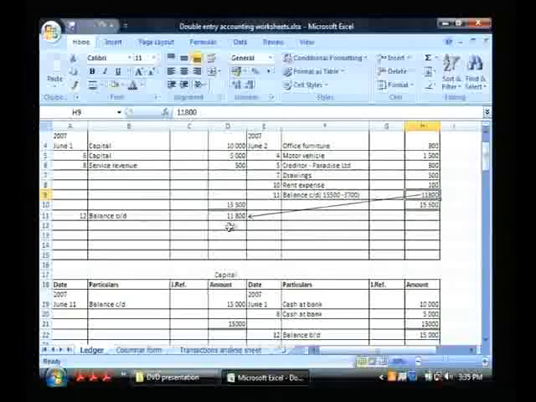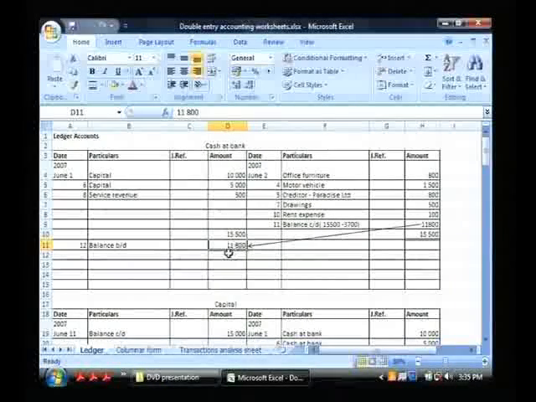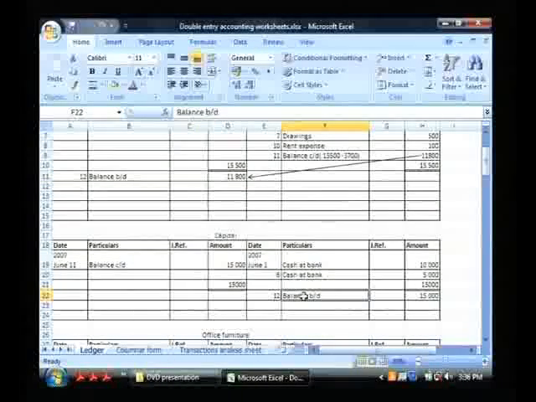The other method is the opposite of this. If the brought down balance is recorded in the debit side, it is a debit balance. So in this case, cash at bank account balance 11,800, brought down balance is 11,800, so therefore it is a debit balance. Capital account brought down balance is recorded in the credit side, so therefore it is a credit balance.